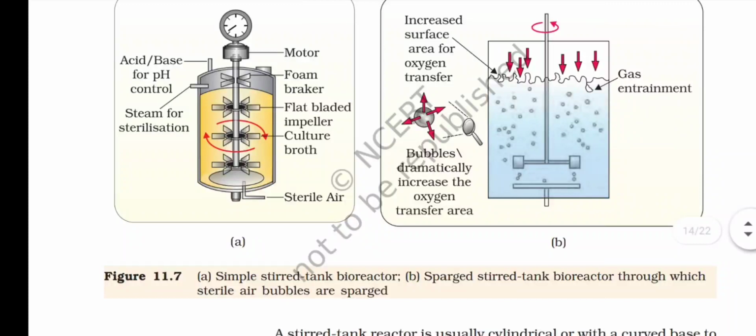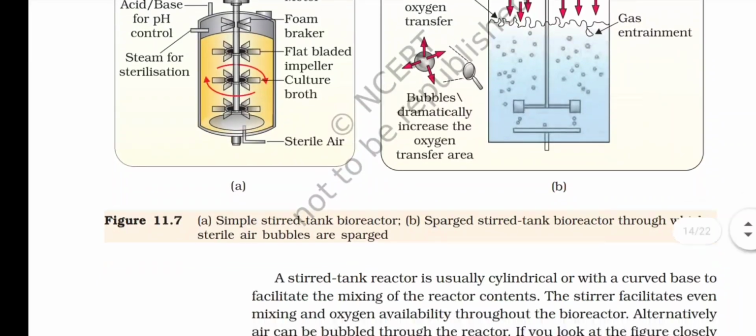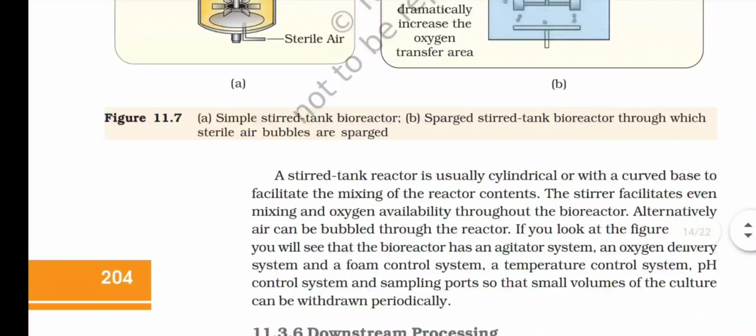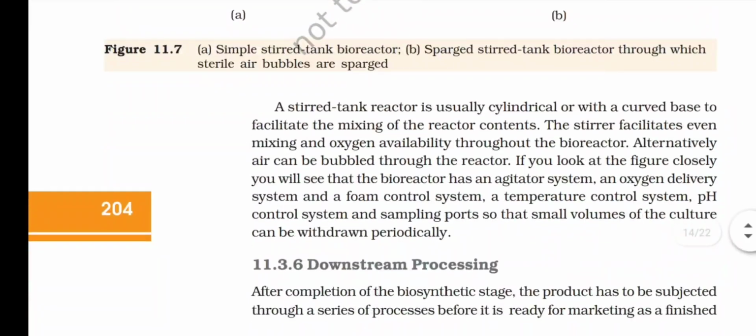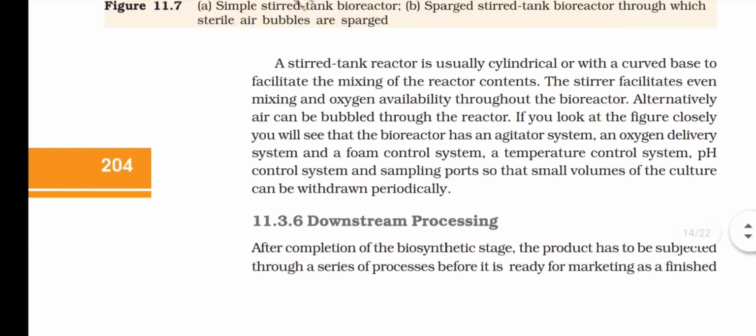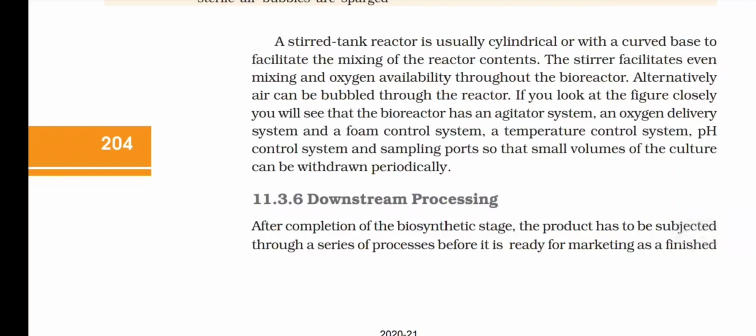Then in the second figure we see bubbles dramatically increase the oxygen transfer area, and that's the gas entrainment, and an increased surface area for oxygen transfer. In B is basically a sparged tank bioreactor through which sterile air bubbles are sparged. A stirred tank reactor is usually cylindrical or with a curved base to facilitate the mixing of reactor contents. The stirrer facilitates even mixing and oxygen availability throughout the bioreactor. Alternatively, air can be bubbled throughout the reactor.